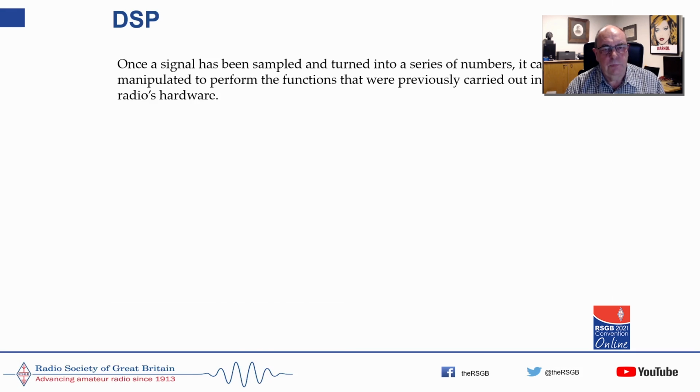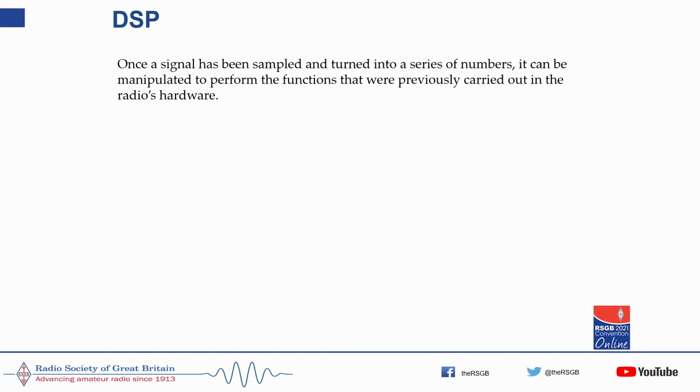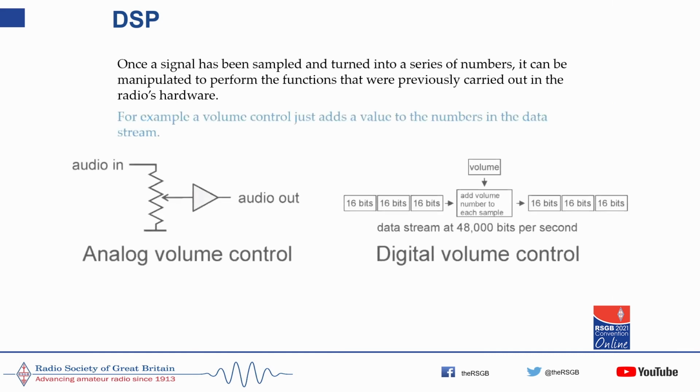So a little bit about DSP. Once a signal's been sampled and turned into a series of numbers, it can be manipulated to perform the functions that were previously carried out in the radio hardware. That includes all those filters and modulating and demodulating and things like that. Some of the code's actually quite simple. For example, a volume control just adds a value to the numbers in the data stream.